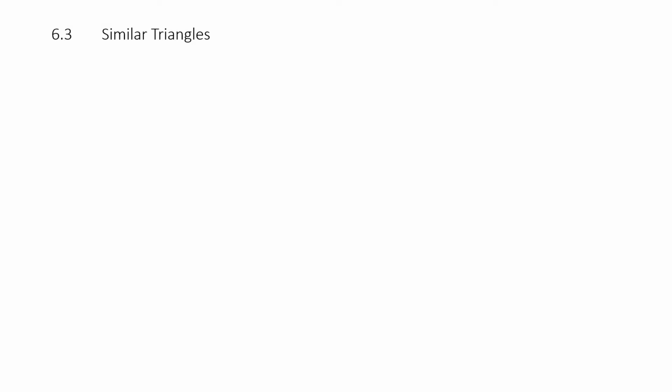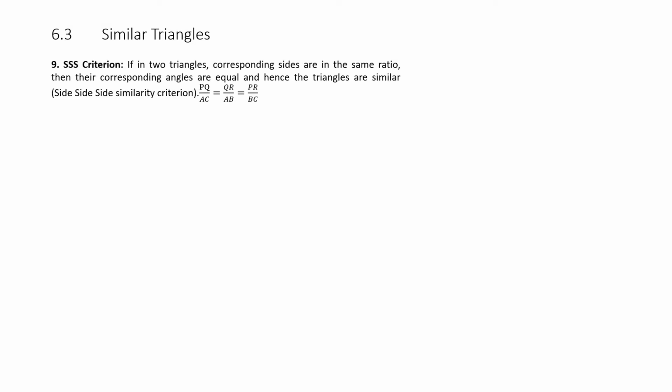We will continue with similar triangles. There are some more conditions. SSS criterion. Condition number 9. If in two triangles corresponding sides are in the same ratio, then their corresponding angles are equal. Hence, the triangles are similar. This first S stands for side. That means three sides. Side, side, side similarity criterion.